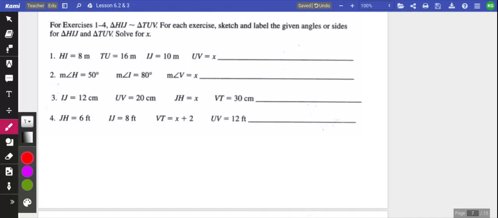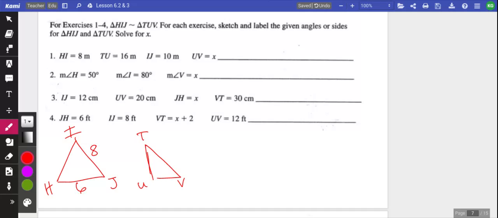This is just the same setup as we did before, but I'm just going to go down to number 4 here. We have H, I, J, and T, U, V. And if JH is 6 and IJ is 8, TV is X plus 2 and UV is 12. So I just want to do this one because when we set up, we're going to have a distribute problem.